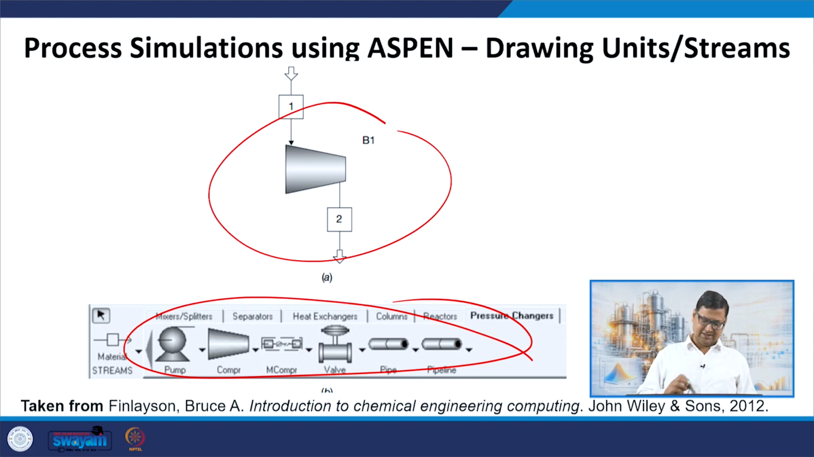And you see here in the list you have mixers, separators, heat exchangers, columns, reactors. So everything is there, right? You have a whole library of different kinds of units, and these are actually the kind of symbols that you have seen in the process flow diagrams. So essentially, by creating these things in ASPEN, you can actually form the process flow diagram.